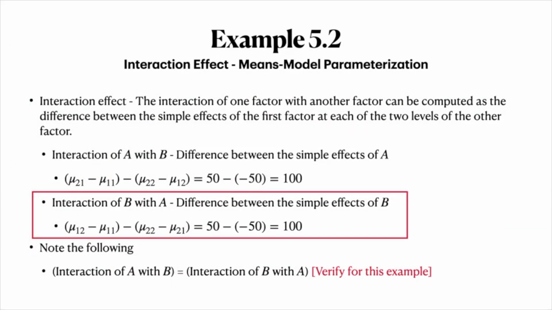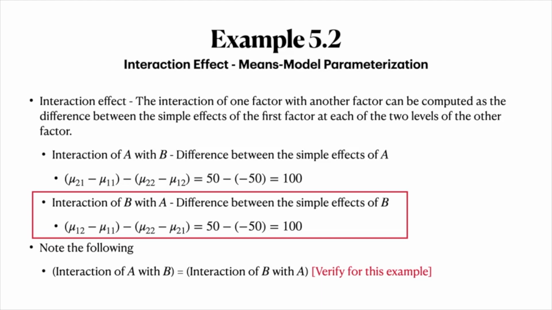All right, now we can also calculate the interaction of B with A, and by definition, that is the difference between the simple effects of B. And so the two simple effects of B are mu12 minus mu11. That is the simple effect of B at the first level of A, and mu22 minus mu21. That is the simple effect of B at the second level of A. Those two simple effects were found previously to be 50 and negative 50 respectively. And so when we take the difference, we get 100.